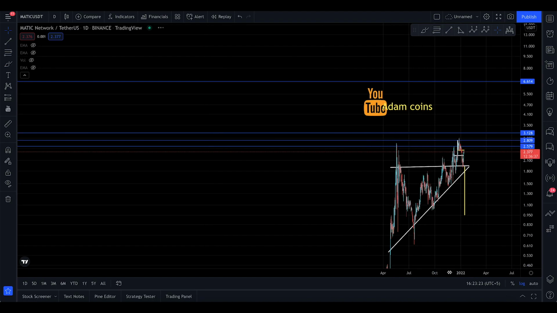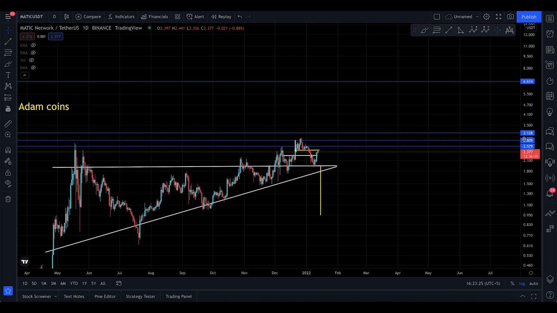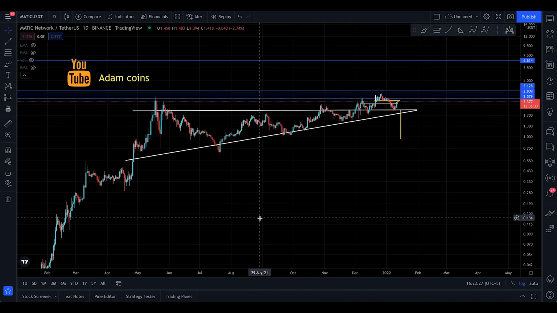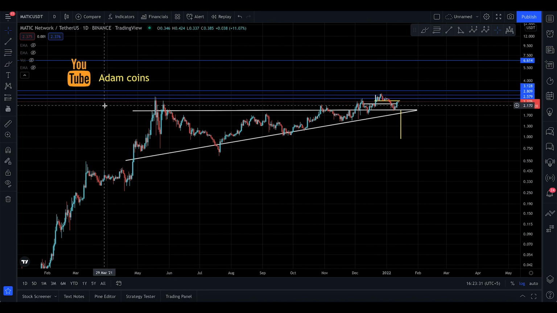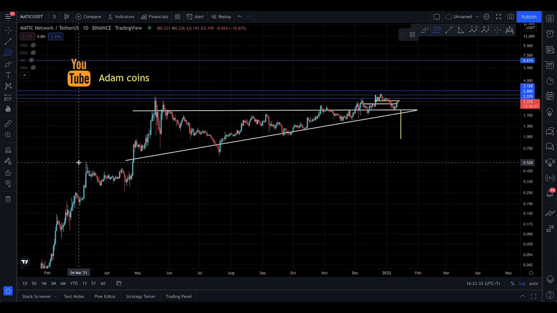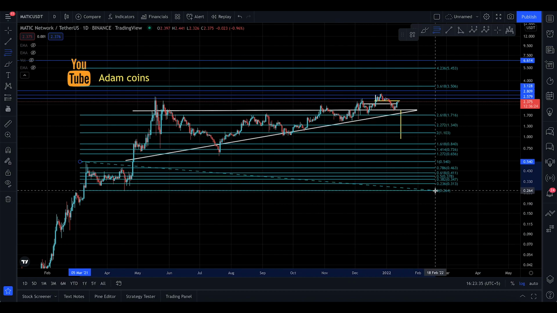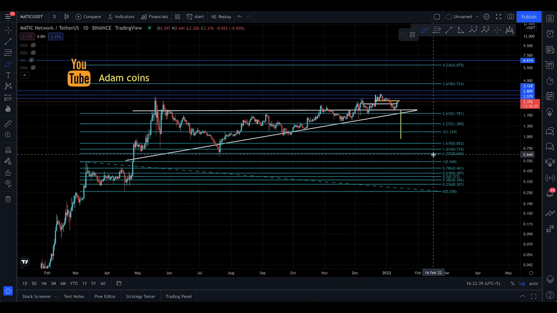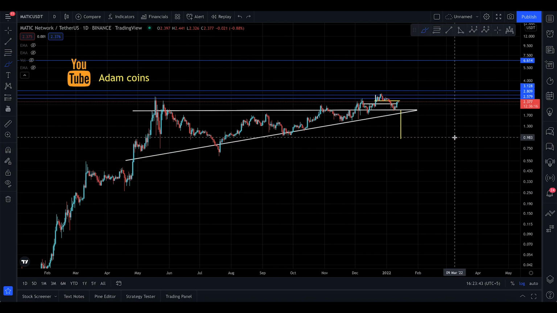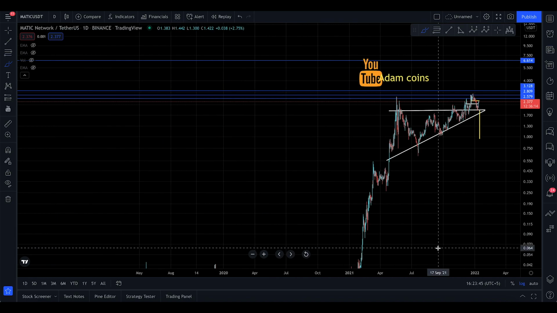And the thing is, I want to dive into the 1-day chart right now. I just want to see if we're going to have any kind of support right there. So what I'm going to do is take this previous local top to the bottom right here, and that takes you nearly to the 1.618 right now. That's the level you might come to drop on the fib level as well.